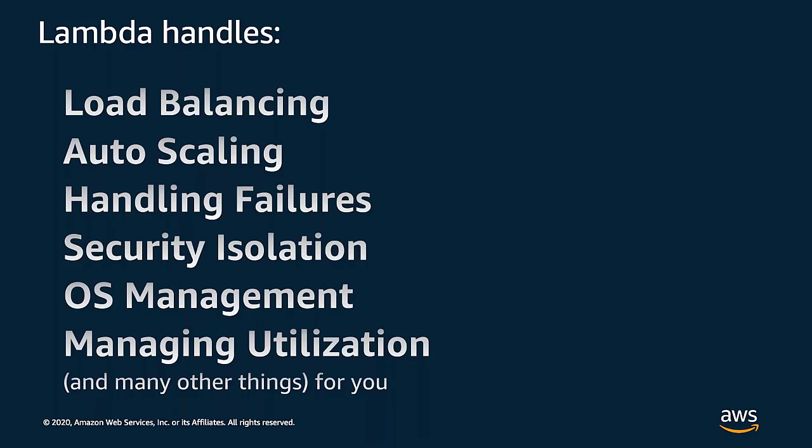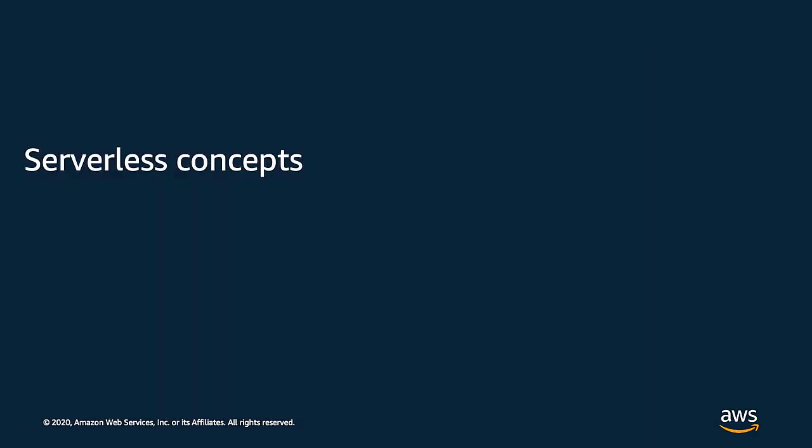It handles security isolation, keeping the memory and compute that you use separate from the memory and compute that other customers use. It handles operating system management, applying underlying security patches. Even patches that have to be applied at the hardware level are managed for you. And it manages utilization for you, closely tracking your usage and your billing. It also does a number of other things for you. And for more information on that, I'd encourage you to see the AWS Lambda homepage. So that's what serverless is.